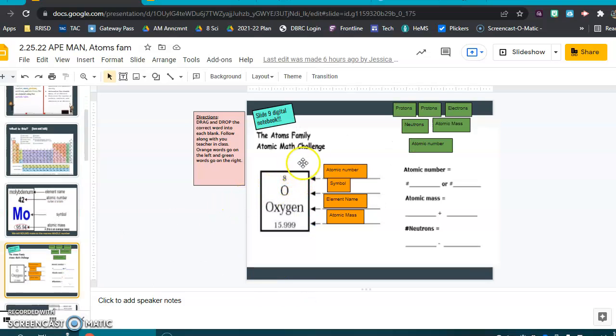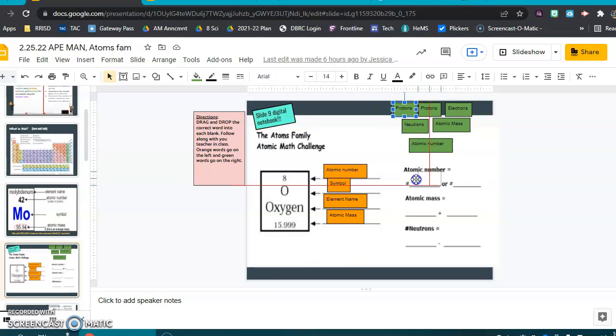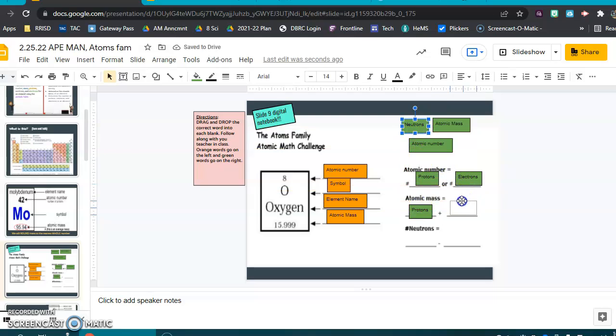And so here on our slides, we kind of dragged and dropped what we've got here. So our atomic number is our number of protons, or, because we have to have the same number of protons and the same number of electrons, it's either one of those. And the atomic mass is the mass of the protons and the neutrons here. So if I'm trying to figure out how many neutrons I have, I'm going to take my atomic mass, because that's my bigger number, and I'm going to subtract my atomic number.